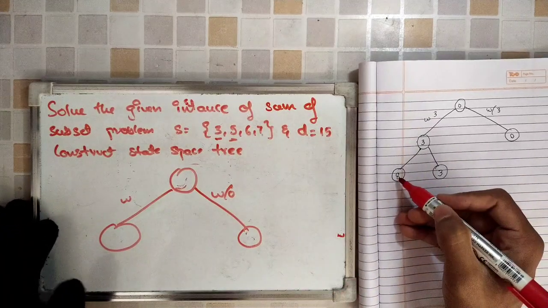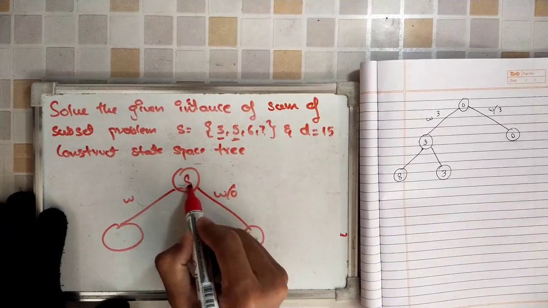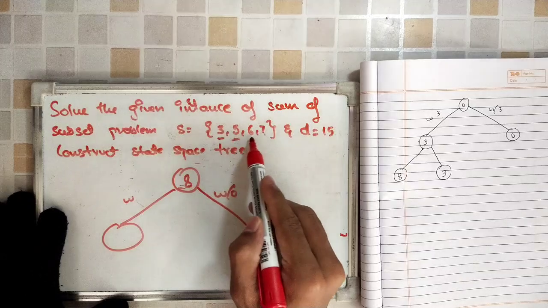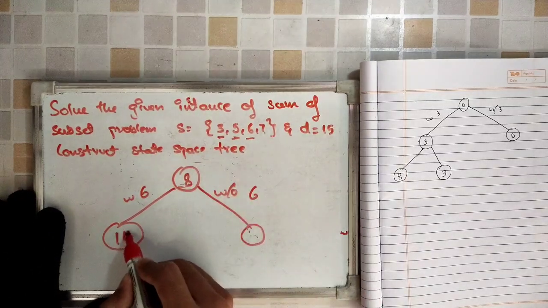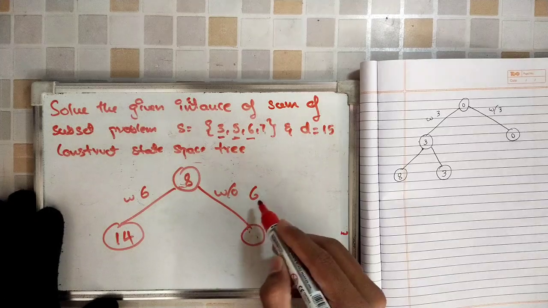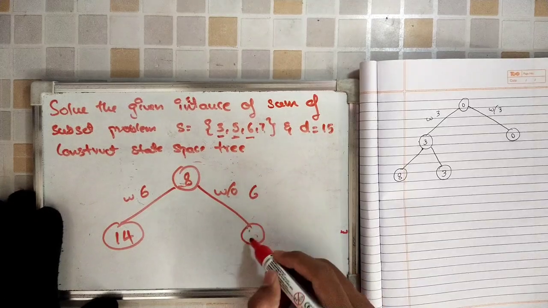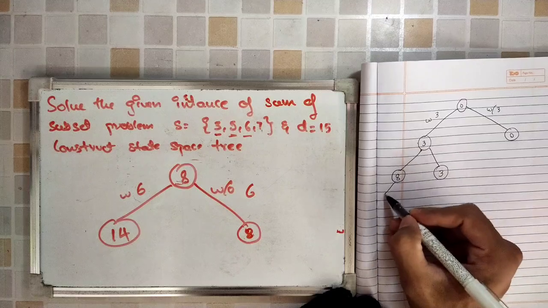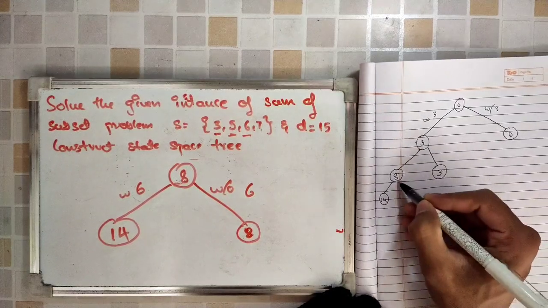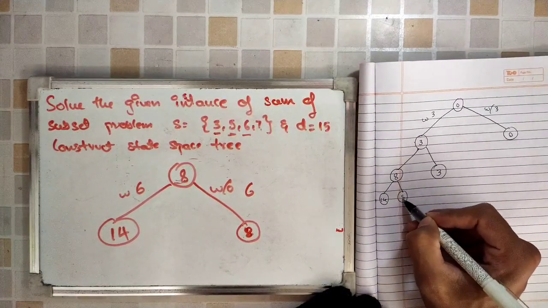Okay, now we are moving on to this part, 8. Now 3 and 5 are added, so now we will add 6. With 6 and without 6. 8 plus 6 is 14, and if there is no 6, 8 plus 0 is again 8. Let me just put it over here. So here it is 14, and here it is 8 itself.